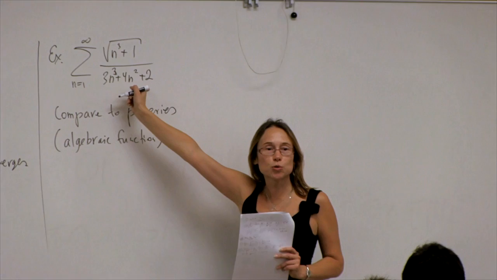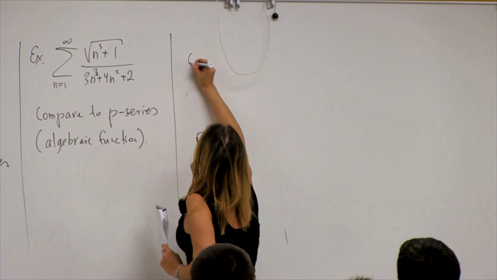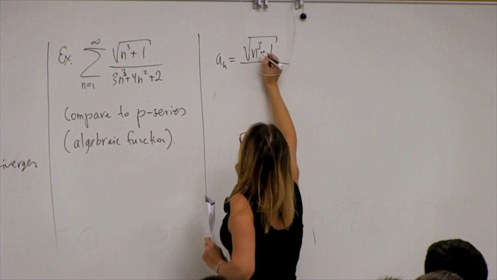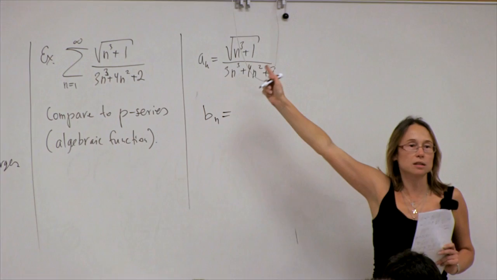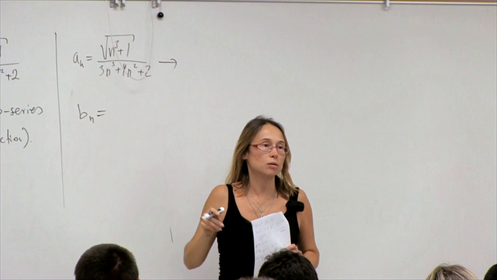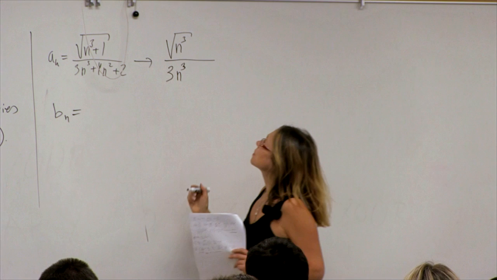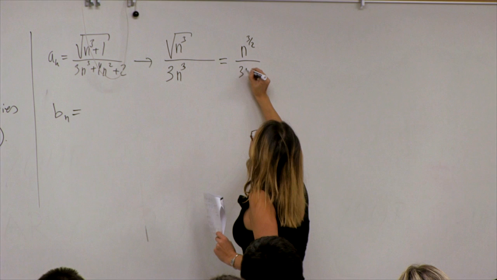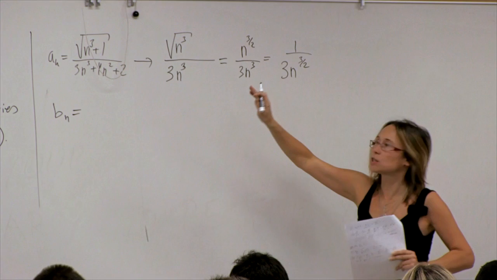How do I do this? There's one algorithm that you can always use. Let's look at a_n, my general term: square root of n cubed over 3n cubed plus 4n squared plus 2. How do I find b_n, a p-series that looks like this? I leave only the highest power of the numerator and the denominator. So I look at the square root of n cubed over 3n cubed, and I ignore the rest. Now I simplify it: n to the 3/2 over 3n cubed is 1 over 3n to the 3/2. This is my guy. It's always going to work like this.